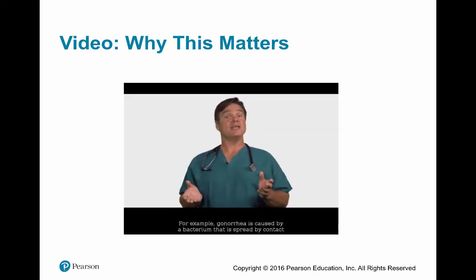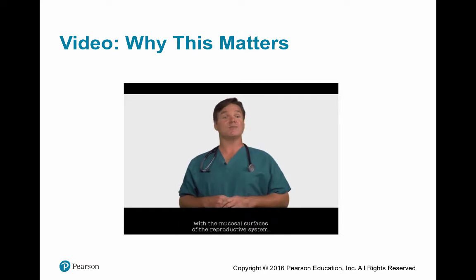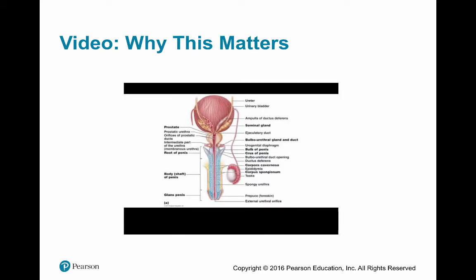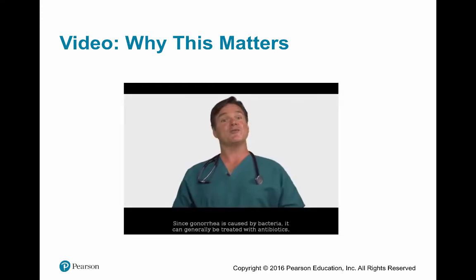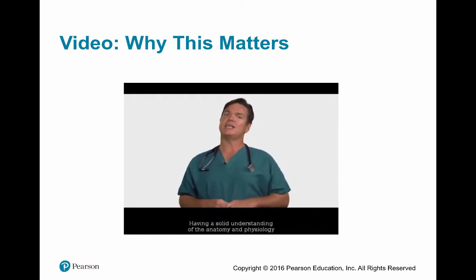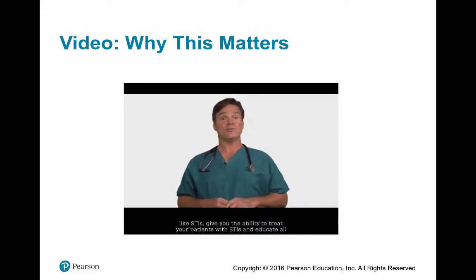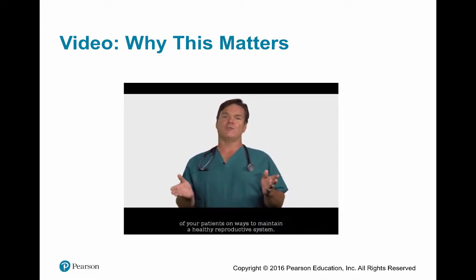For example, gonorrhea is caused by a bacterium that is spread by contact with the mucosal surfaces of the reproductive system. These bacteria invade the mucosa of the reproductive and urinary tracts. Since gonorrhea is caused by bacteria, it can generally be treated with antibiotics. However, if left untreated, gonorrhea can cause significant complications like infertility in women and inflammation of the entire male reproductive tract. Having a solid understanding of the anatomy and physiology of the reproductive system will enable you to recognize symptoms of reproductive disorders like STIs, give you the ability to treat your patients with STIs, and educate all of your patients on ways to maintain a healthy reproductive system.